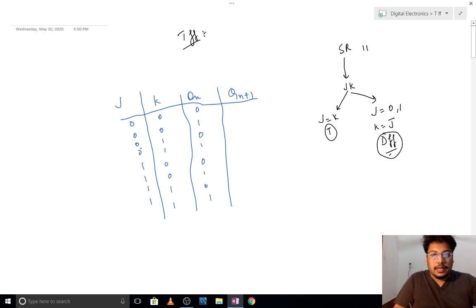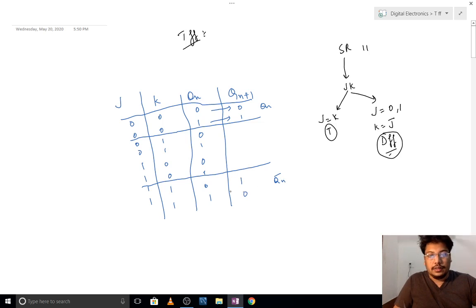In JK, in this part where J equal to 0 and K equal to 0, the output is Qn, means same. When J and K are equal to 1, it is Qn bar. The output is 1 and 0, toggling. If Qn is there, then we are toggling it. And if K is 1, then the output is 0, and if J is 1, then the output is 1, right?